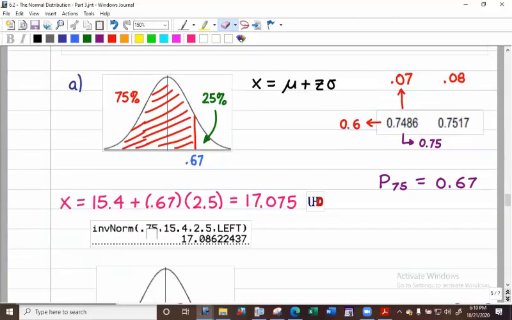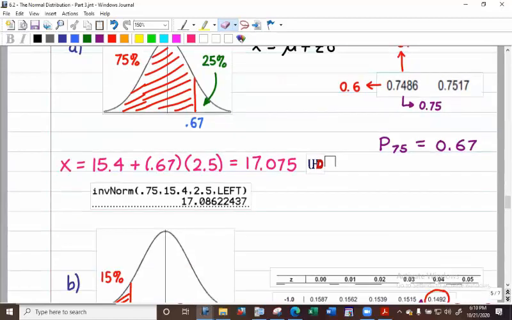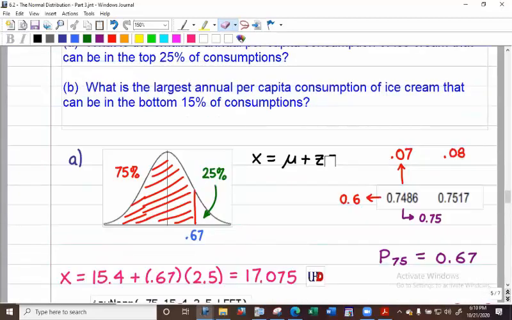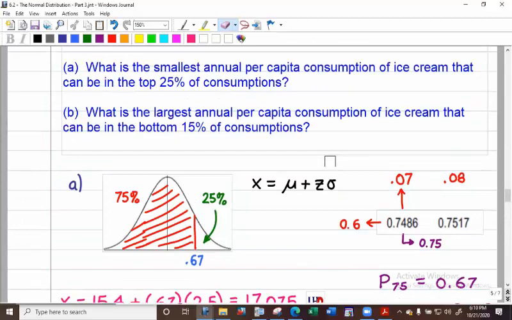There it is in the calculator. Inverse norm, your percentile value, 0.75, 15.4, 2.5, comma, left. So notice the answers are a little off, but like I said, that's to be expected. Not necessarily every time, but certainly possible.